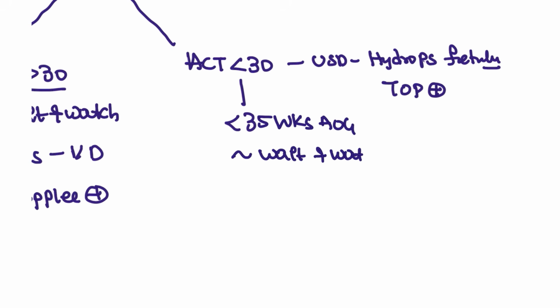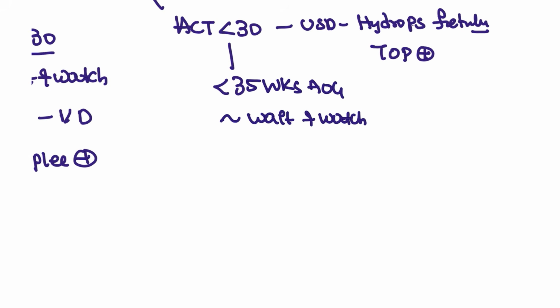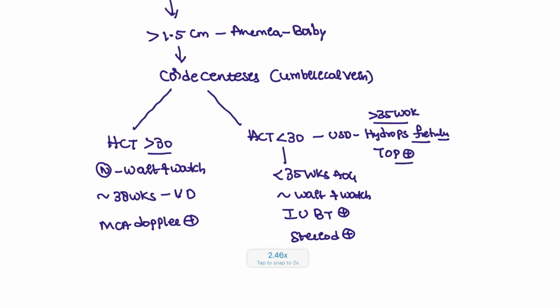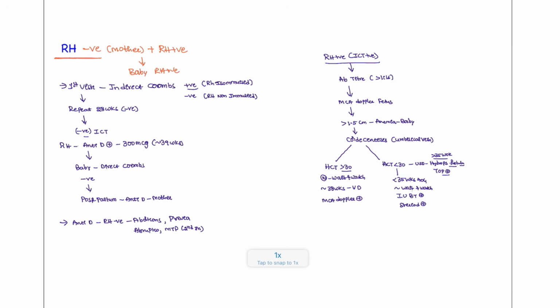wait and watch. And in some severe cases, what we can go for is intrauterine blood transfusion, and if the lungs are not mature, steroid therapy has to be given. This is done if it is less than 35 weeks of gestation, and also if hydrops fetalis or any complications, termination of the pregnancy has to be done. So this is the criteria that we follow for these patients.